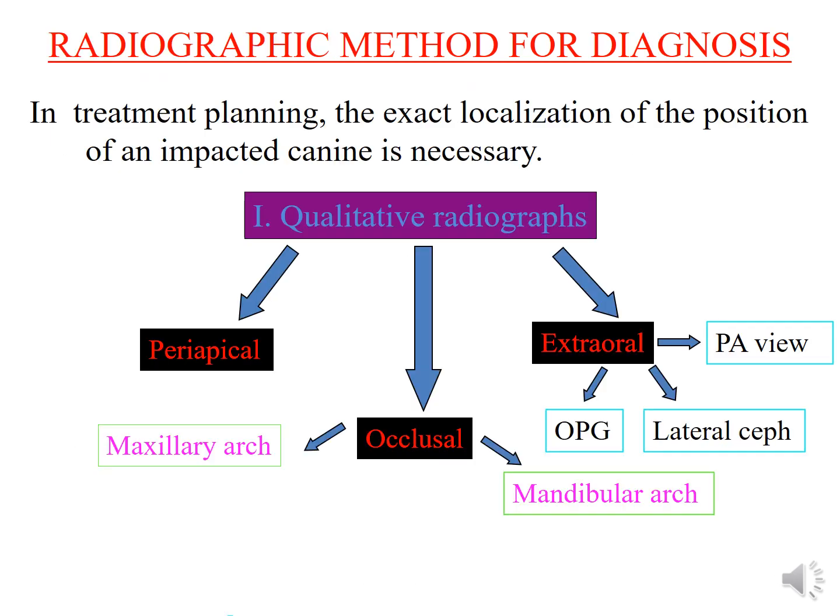So you have this radiographic diagnosis. You can have periapical, occlusal, extraoral techniques. Of course, we know the slob technique, that same side lingual and opposite buccal, with which effectively we can know how deep the canine is, labially or palatally.